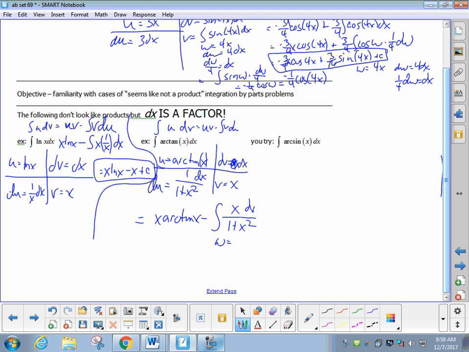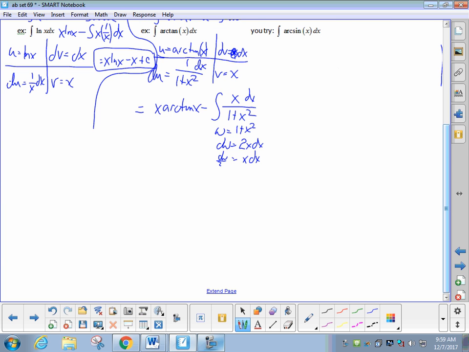W substitution. Some could do this mentally. What's your w? 1 plus x squared. What's dw? 2x dx. Therefore, x dx is dw over 2. And upon substitution, I get 1/2 dw in the top over w in the bottom. dw over w. Can't get over u sub.